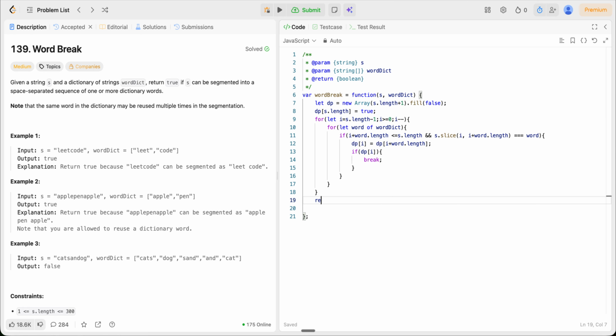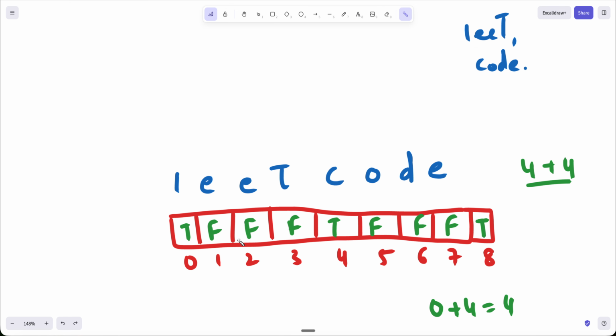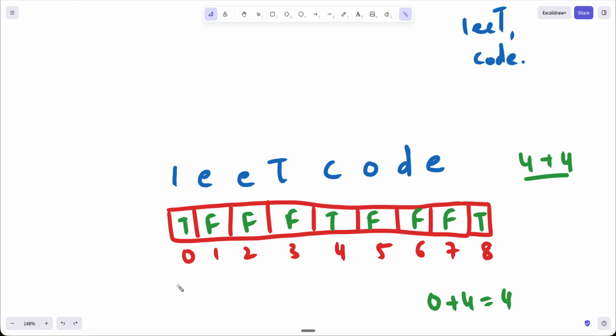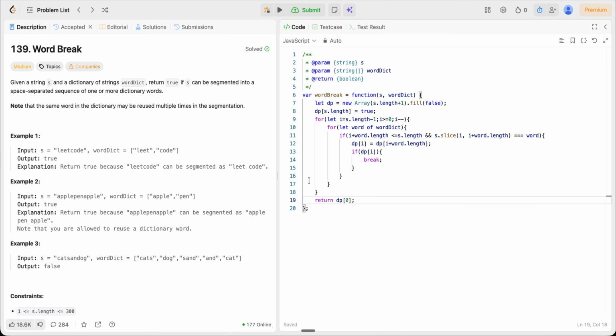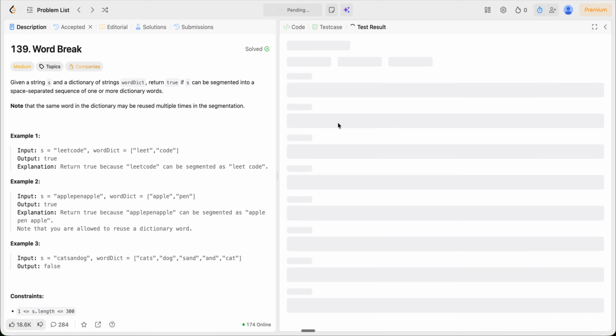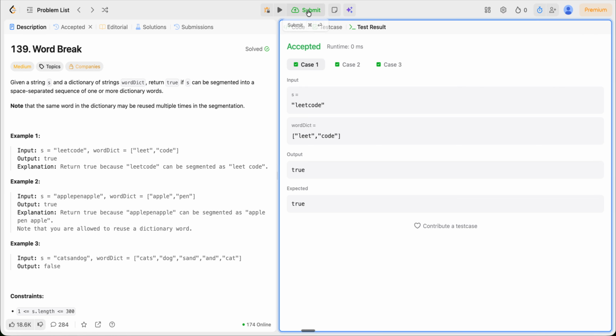And after that our answer will be in dp of 0, because at dp of 0 we are considering the entire string, and we are checking if from index 0 till the end it is possible for us to break them into words which are present in the word dictionary. So it is true in this case. So now let's try to run it, submit it.